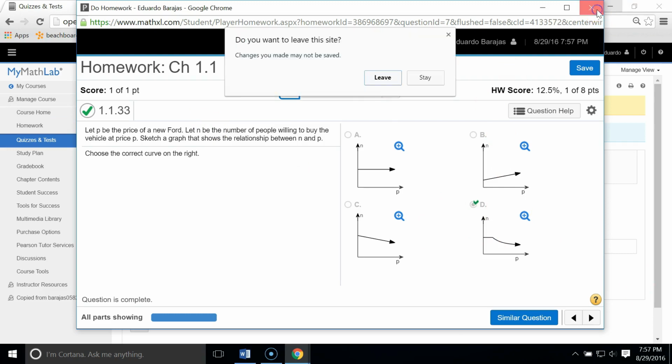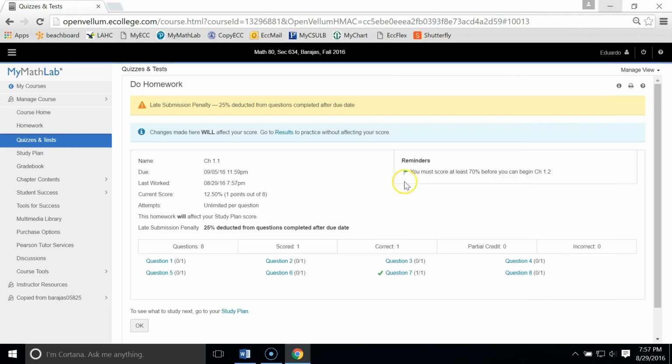I'm going to get out of here now. So if you notice, this was the overview. Now I see that I got a little check mark there, so I know I got that one right. If I got something else wrong, I'll get a red mark on something else to know that I didn't get the credit on that one. But I'm going to go back to my homework.